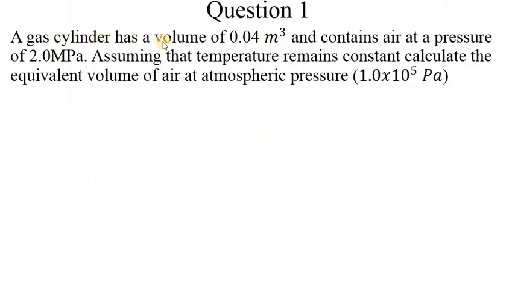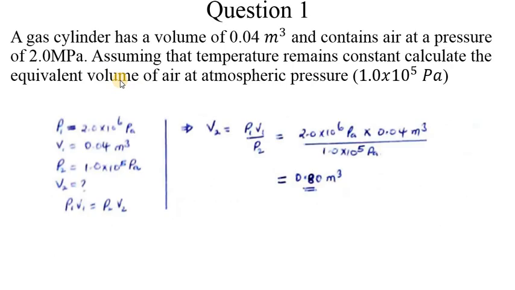A gas cylinder has a volume of 0.04 cubic meters and contains air at a pressure of 2.0 megapascals. Assuming that the temperature remains constant, calculate the equivalent volume of air at atmospheric pressure at this value. So we are talking about volume changing, pressure changing. So we want to find the V2 in this case. So let's go to the question.